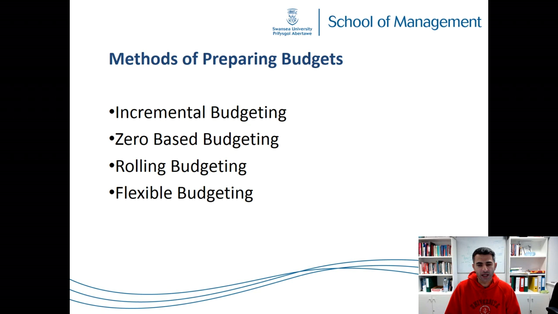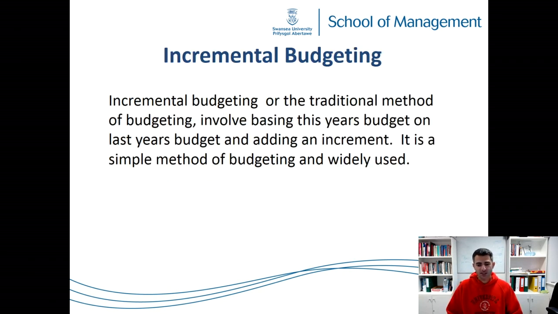Now let's come to the four methods of budgeting, including incremental budgeting, zero-based budgeting, rolling budgets, and flexible budget. Here we go. So let's start with incremental budgeting.